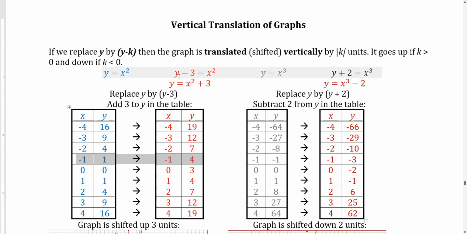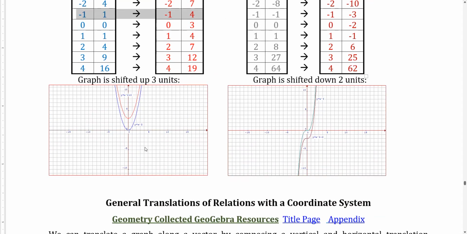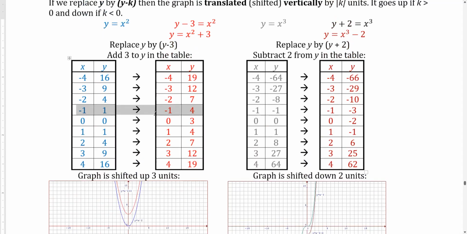you add 3. It's y minus 3 here. In reality, you add 3. So 16 plus 3 is 19. 9 plus 3 is 12. 4 plus 3 is 7. And so forth. Well, what does that do? That's going to shift it up 3 units. So here the pre-image is here, and the image is straight up above. So it's the same size and shape. It's a congruent figure. It's just shifted up 3 units. It's been translated.